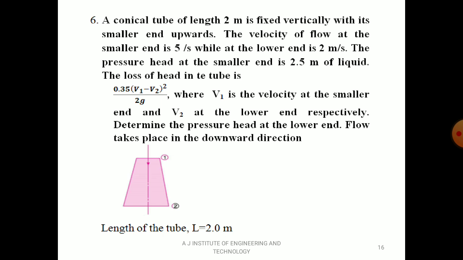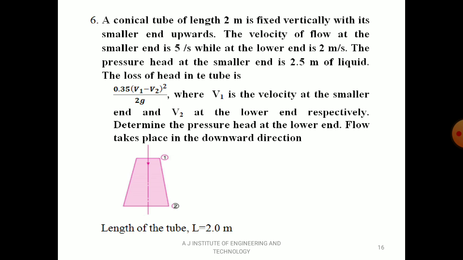The length of the tube is given as 2.0 meter, and the velocity of flow at the smaller end, V1, is 5 meter per second. The lower end, the larger or bigger end, has a velocity of 2 meter per second. Thus V2 is 2 meter per second.